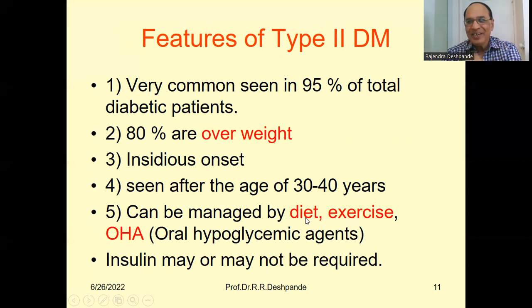I say ahara, vihara, aushadhi in Ayurveda. Ahara, that is diet control, is mandatory. Exercise should be there, and OHA, oral hypoglycemic agents, that means the internal tablets. Insulin may or may not be required. If you are not very particular about diet, if you are not controlling your exercise, then you will have to take insulin.